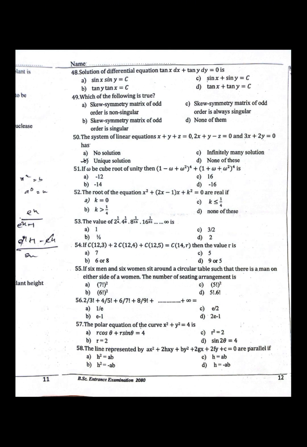51. If omega is a cube root of unity, then (1 minus omega plus omega square) whole power 4 plus (1 plus omega square) whole power 4 is A. minus 12, B. minus 14, C. 16, D. minus 16.